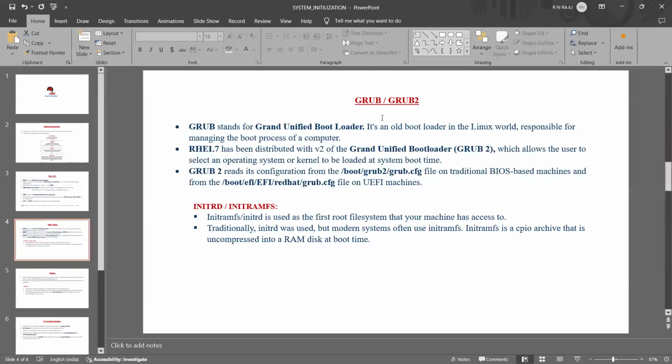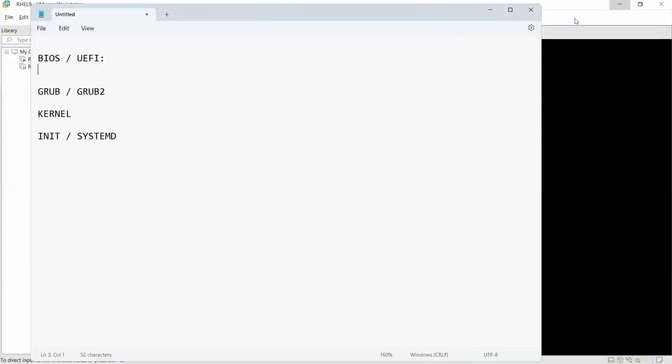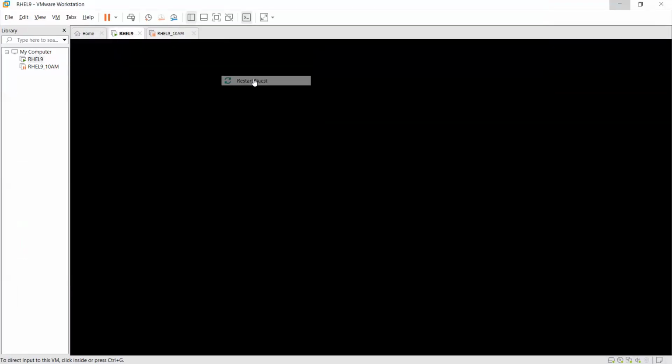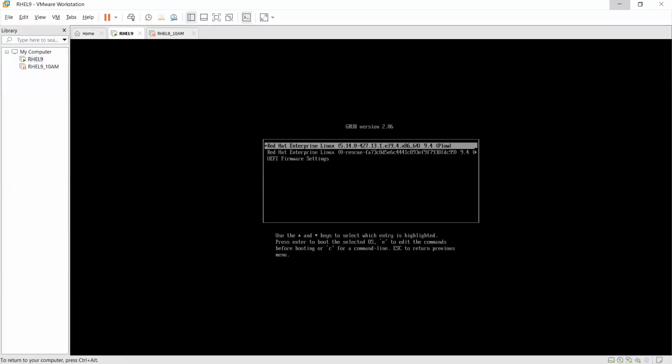And now in this GRUB stage, what happens exactly? The system will show the splash screen, guys. In this stage, you will get the splash screen. So once again, I will reboot my computer. What happened? Where is the splash screen? Just observe. I rebooted my computer. This is called the splash screen.